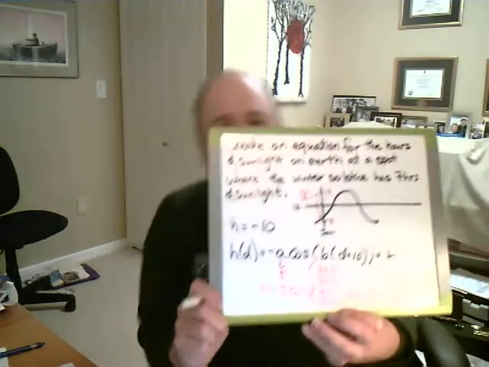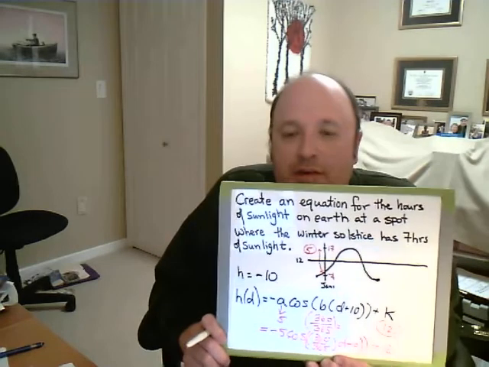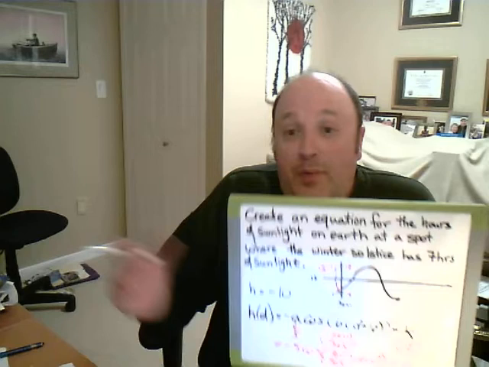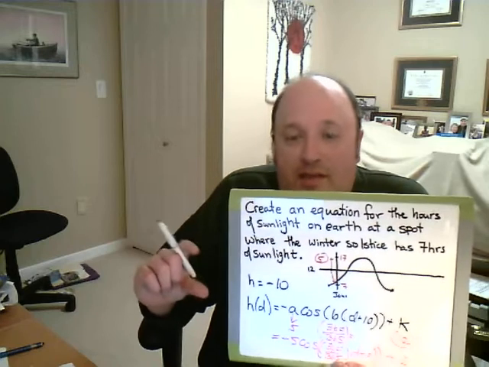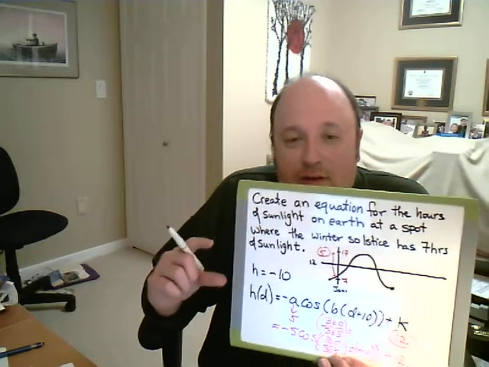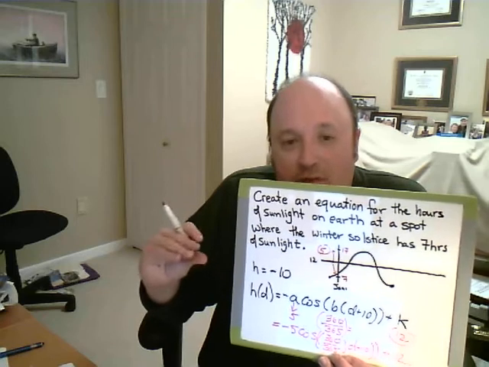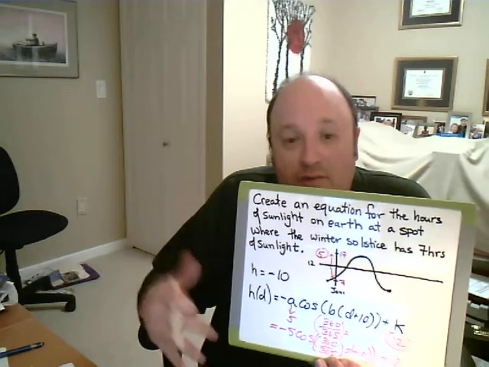Okay, so part of your job is to create the equations for that. Now, depending on where on the Earth you are, the hours of sunlight that you get at different spots differs, right? At the equator, you don't fluctuate a lot. If you go up to the Arctic Circle, you fluctuate quite a bit.